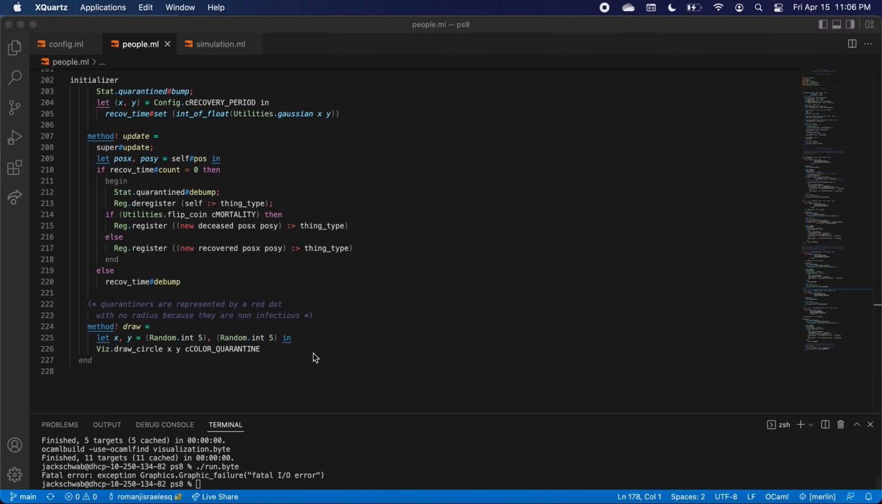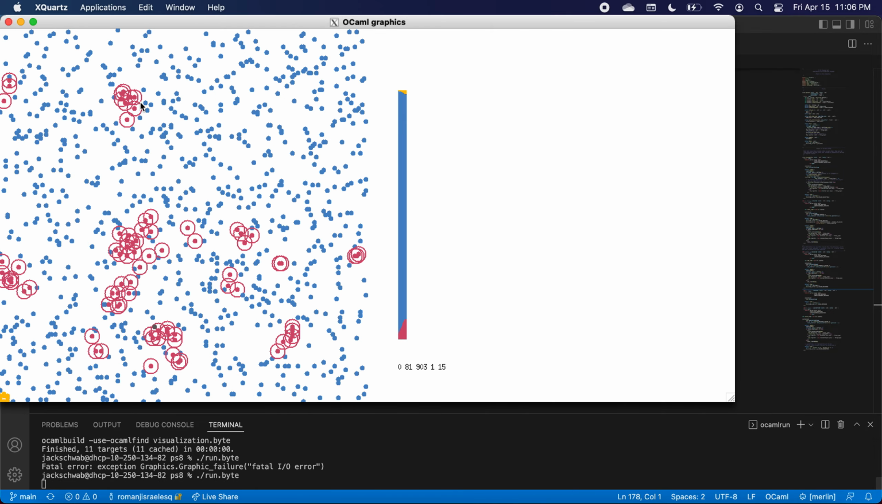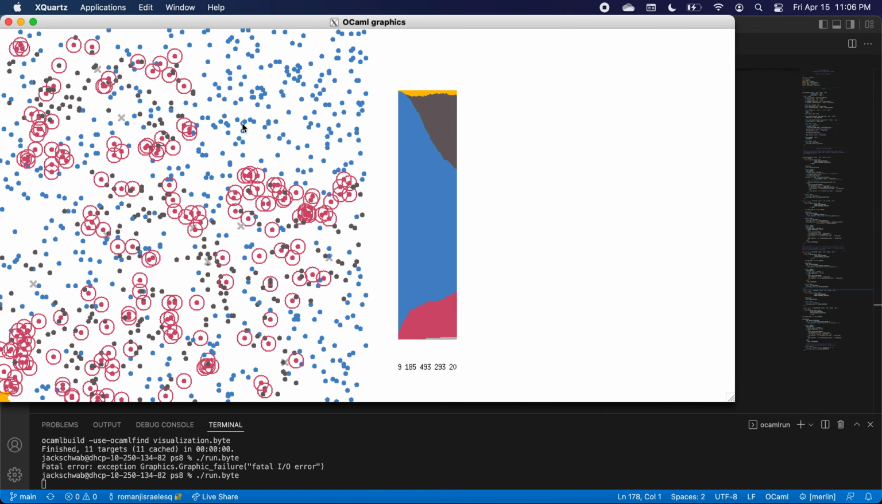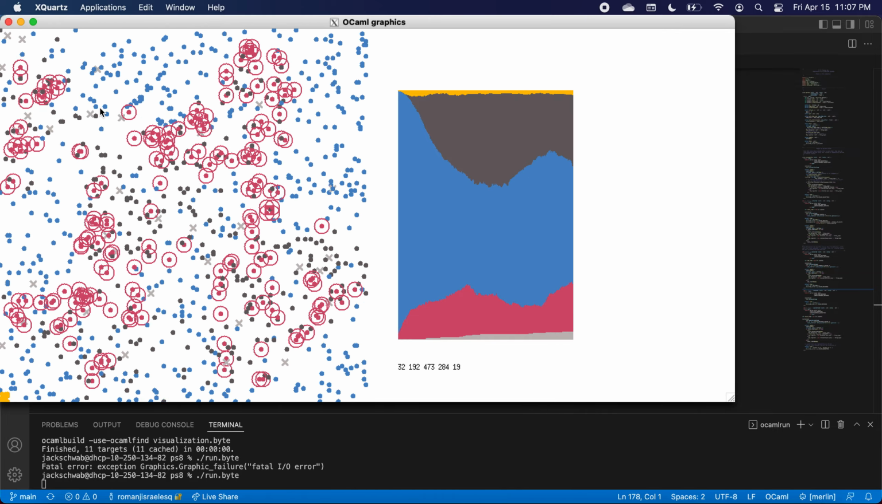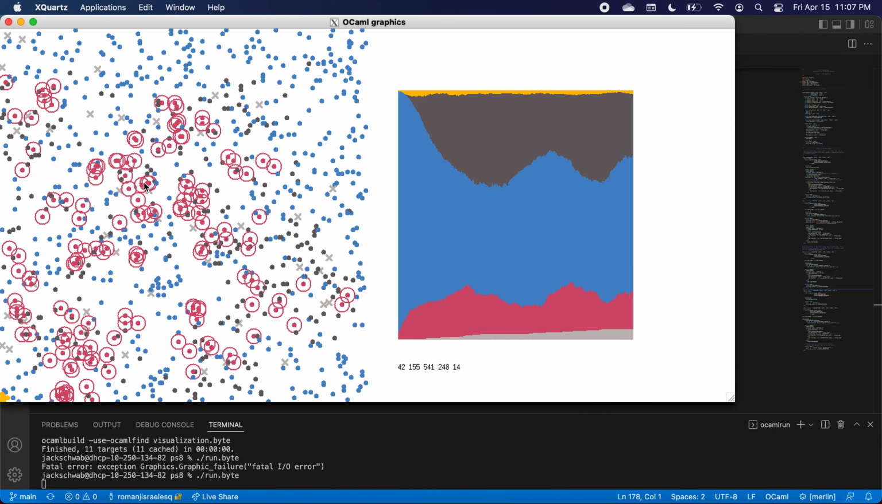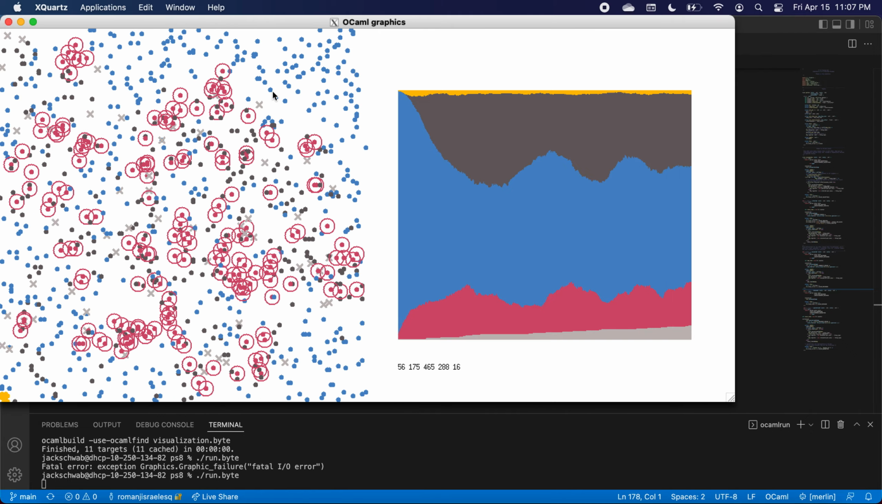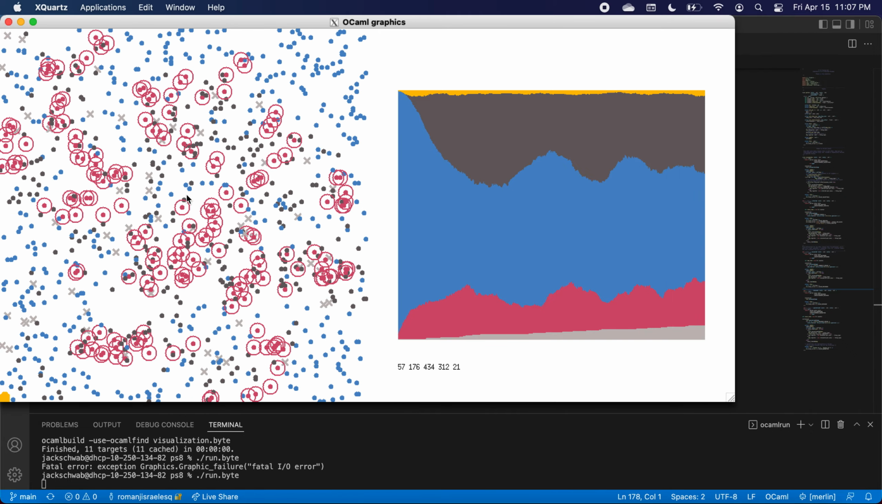Let's run that one more time for the fans. Here we go. Behaving as normal. The X's represent dead people. Blues are good people. The red with the radius. There is no radius for a quarantine person because they're all coming in contact with each other, so there's no infectious radius there. However, they still are slightly infectious.